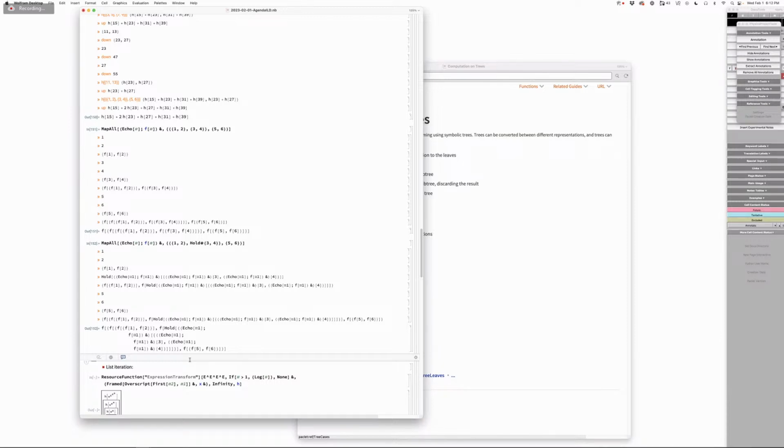I think the way to think of this is that Map does insert all and then evaluate all, while ExpressionTransform inserts and evaluates at each level. And each level means the levels we have right now, which might be different from the other ones because the previous evaluation changed the levels.